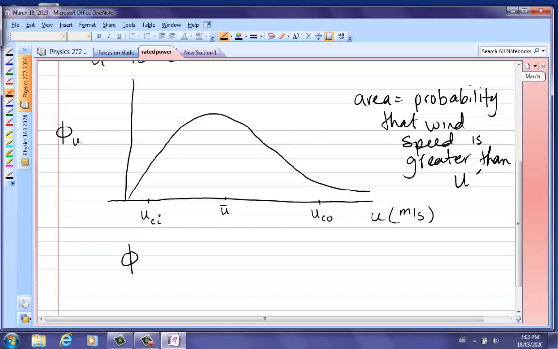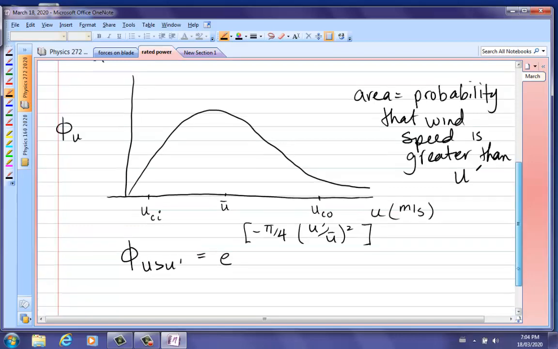And so the probability that U is greater than U prime, if you have a Rayleigh distribution, is equal to e to the negative pi over 4 times U prime divided by U bar, squared, and that's it. That's a probability. So the beauty of this distribution is that all you need to know is the average wind speed U bar, and you can calculate these probabilities.